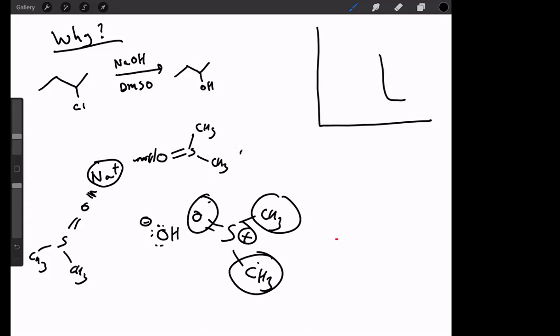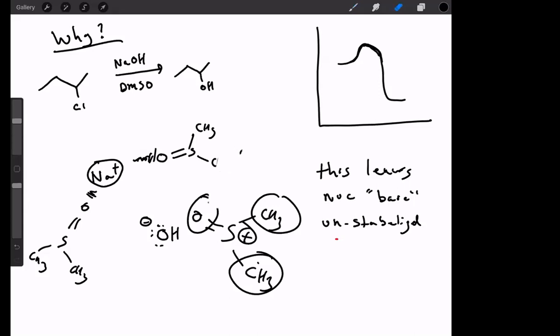So what we say is this leaves the nucleophile bare, unstabilized. And so when I think about this from a polar aprotic solvent perspective, we're going to see that the energy of the reactant is higher than with a polar protic solvent.